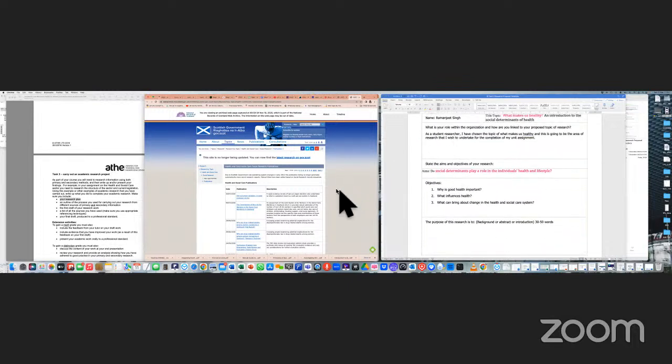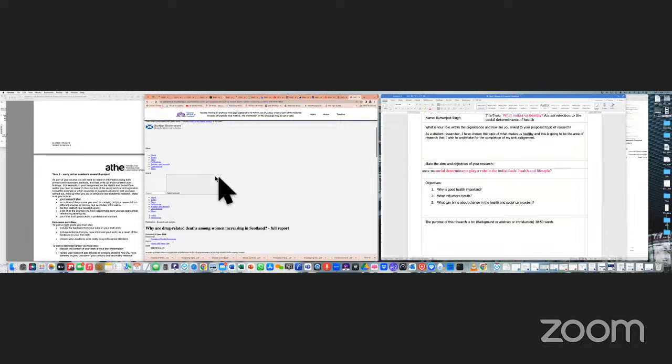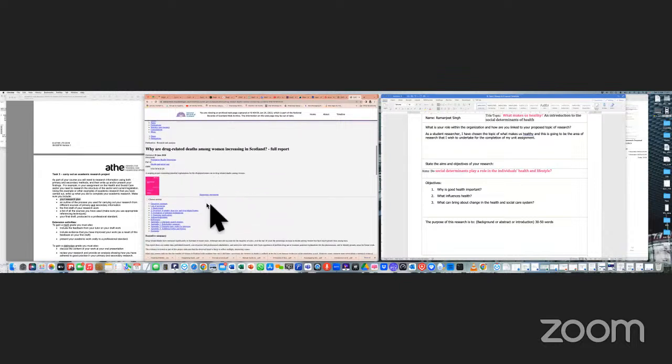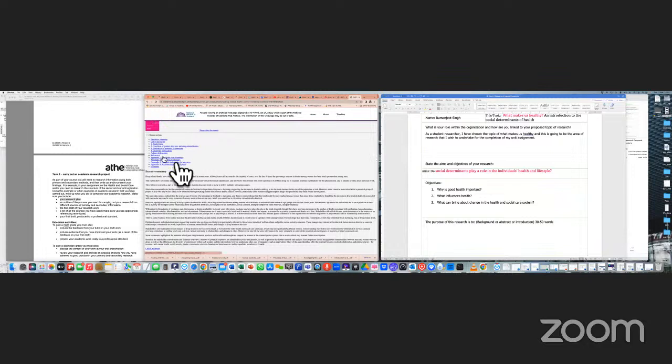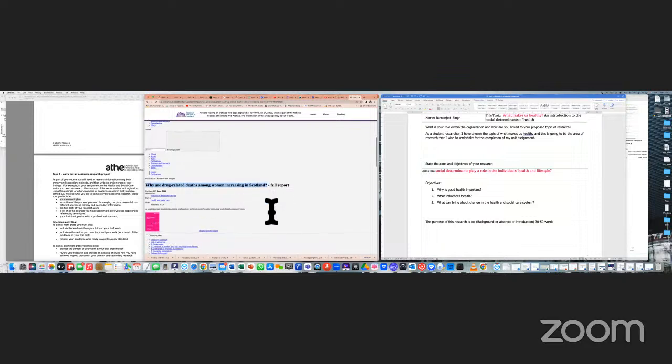So what I'm saying is effectively, if I look at, say, one report, drug-related deaths happening in Scotland, if I look at this one particular report, what I want to do is download this report first. And as you can see, the report gives me all the things which are required to be covered in my research summary report. So first things first, what I need to do is look at the objectives and the title of the research. The first thing that I would look at is my title of the research: why are drug-related deaths amongst women increasing in Scotland? That becomes my title of the research.